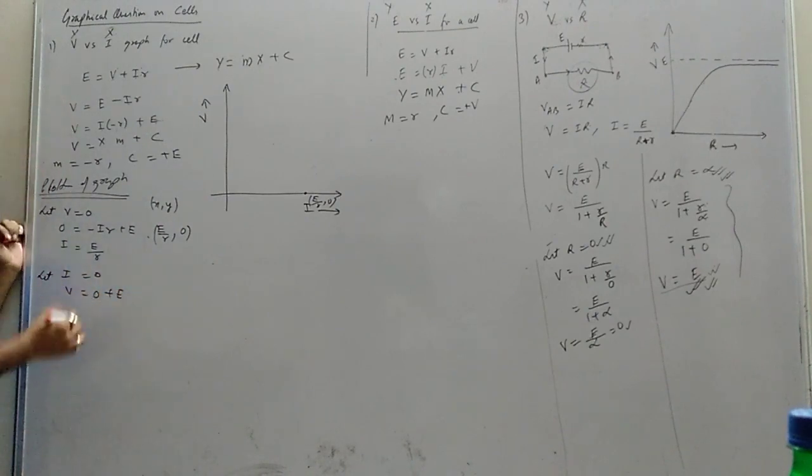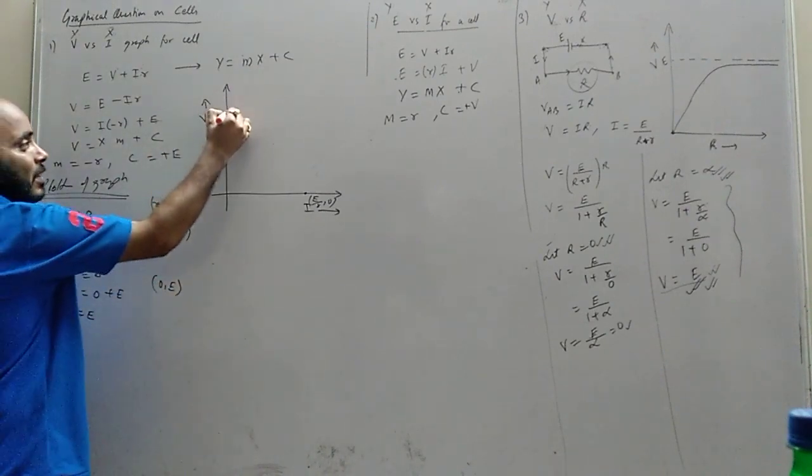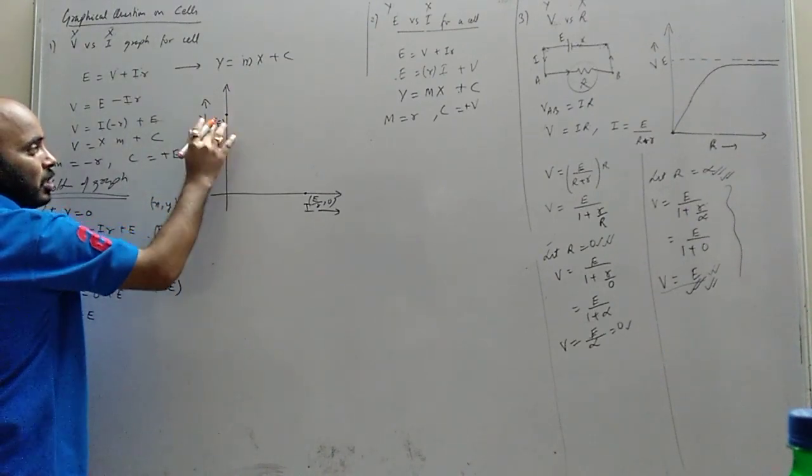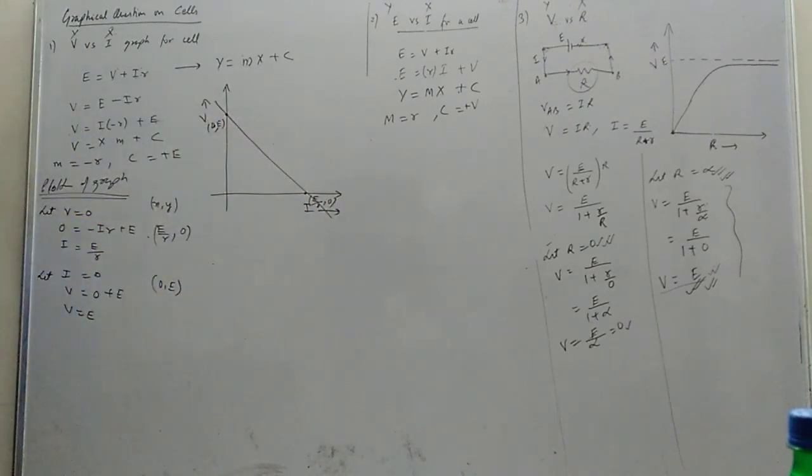So what do we find here? The y-coordinate. What is the y-coordinate? V. So V equals E. We got E. The x-coordinate is 0 and the y-coordinate is E, so 0 comma E is the point. It lies on the positive, sorry, positive y-axis. So we got the line. Job is done. First they ask you the slope and the y-intercept, then they ask you the graph.